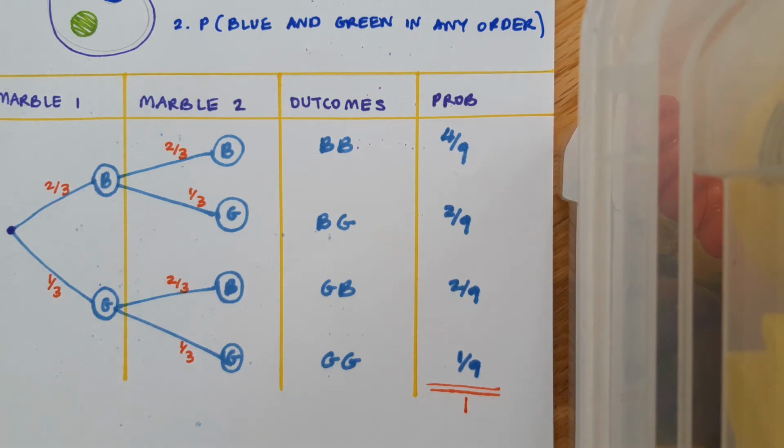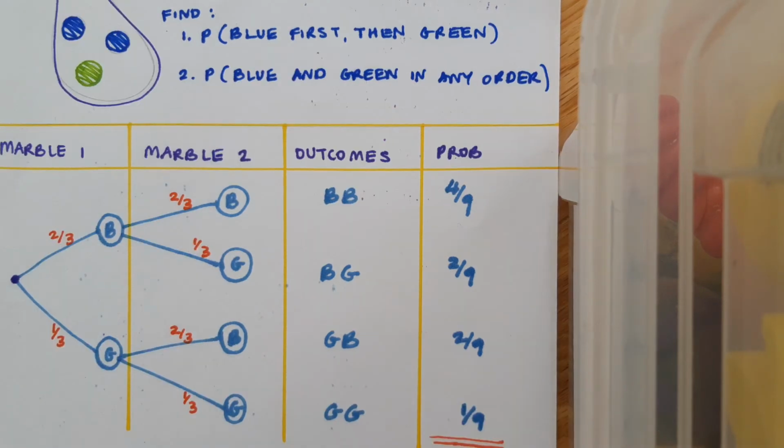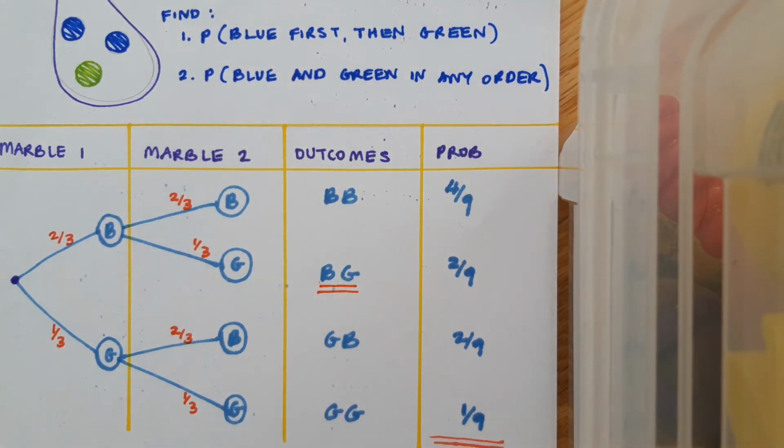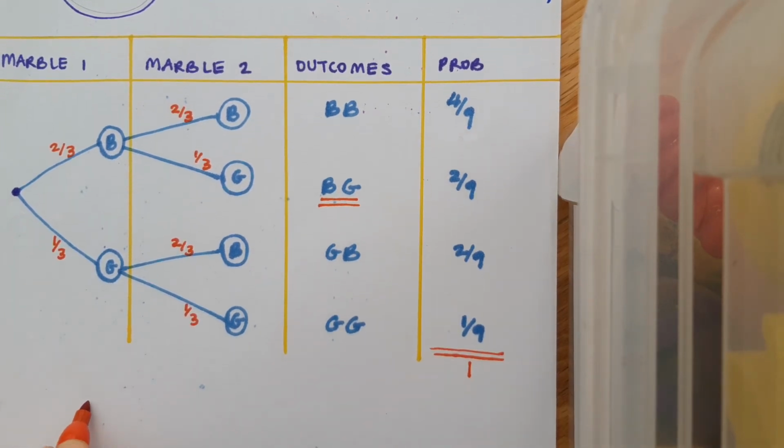Now let's go back and have a look at the questions that we were asked to answer. So the first question was, find the probability of blue first and then green. So to find this probability, all I have to do is go down through my outcomes list and select the ones that it applies to. So blue first and then green is going to be this particular outcome. So my probability is going to be 2/9. And I'll just make a note of that down at the bottom. So the probability of blue, then green, is 2/9.